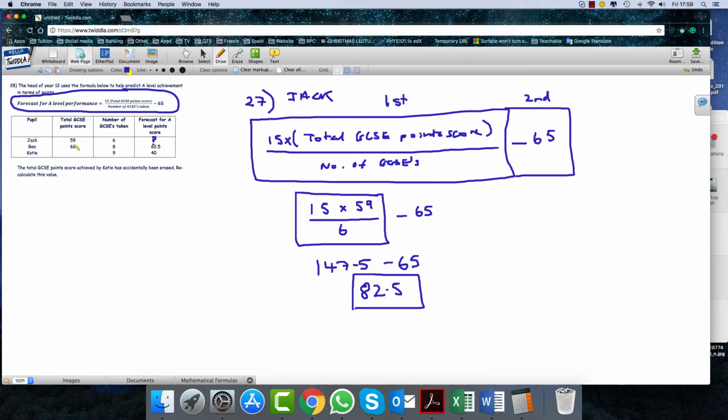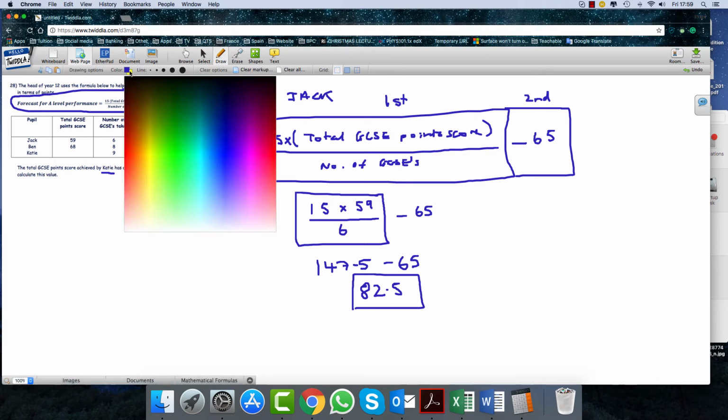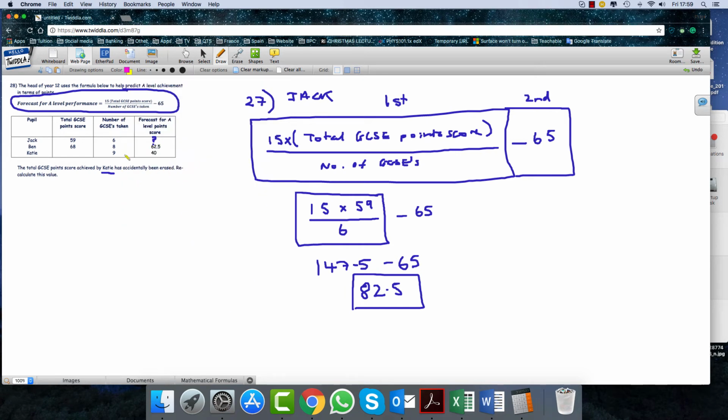Now question 28 is asking about Katie's total GCSE point score. So you can see from the table, let's do this in a different colour if I can. I'm not very used to this new whiteboard that I'm using here. If you look at Katie's table, the missing number is over here. And what that means is that we need to work backwards. So I'm going to write the fraction, and you'll see what I'm going to do in a second.